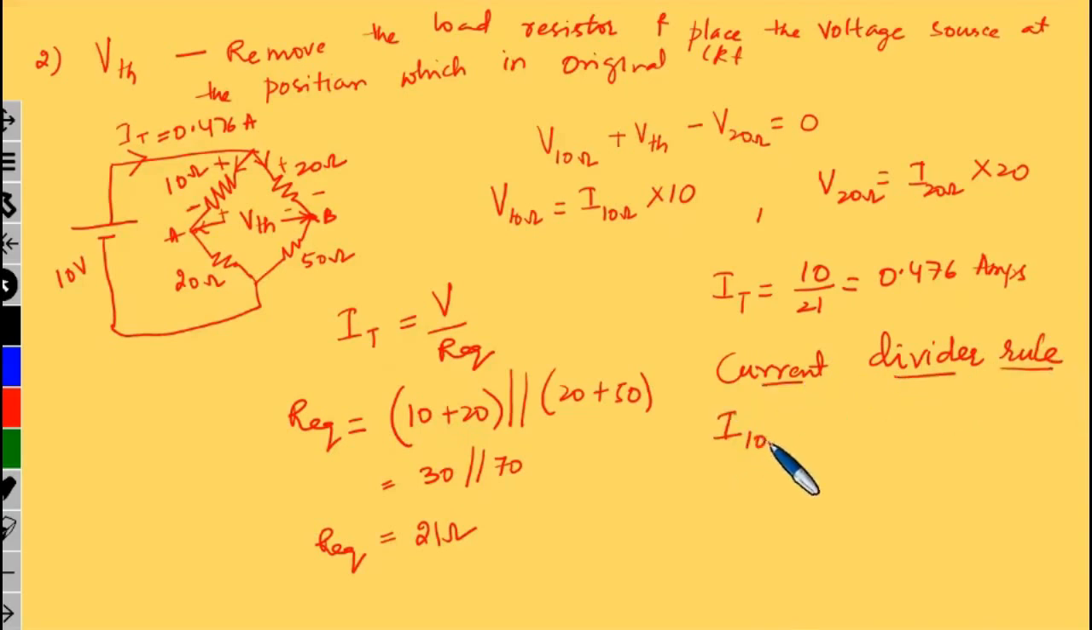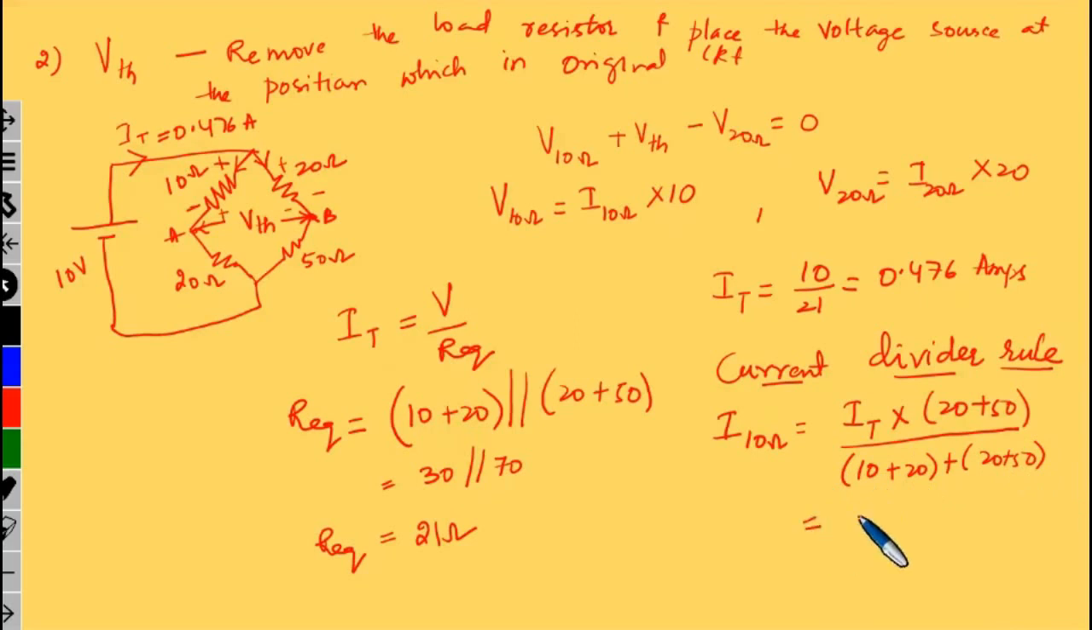So I 10 ohm, that is the current flowing through the 10 ohm resistor, equals total current into opposite branch resistance. What is the opposite branch resistance? It is 20 plus 50 divided by total resistance. Total resistance is 10 plus 20 plus 20 plus 50. So what is the value? Its value is 0.476 into 70 divided by 100. So this value is 0.334 amperes.